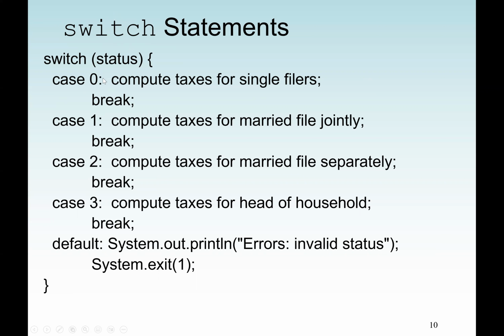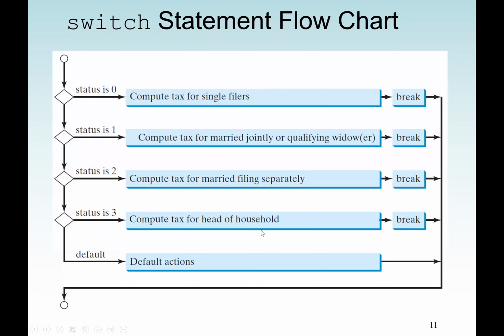So if the value is 0, then it's going to compute the taxes for single filers and it will break. If the status is 1, then it's going to do it for married, then break. The break makes it possible so that we don't test more than one condition. If one condition is true, then that's it. We don't test any more. So for example, if the status is 0, we compute taxes for single filers, then we break. But if it's false, then we move to case 1. If it's false, we check case 2, etc.